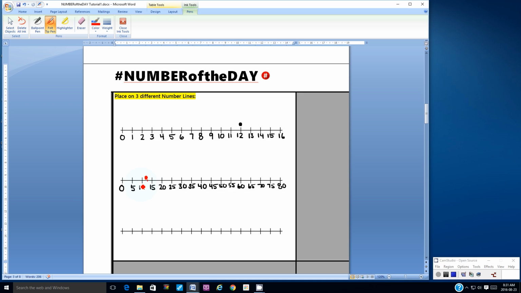You notice how the position of the dot has changed according to the scale that I have chosen. In the first number line, the dot was way over on the right hand side of the number line. But because I've changed the scale in the second number line, the dot, number of the day, 12, ends up on the left side. All right. So what about a third one?